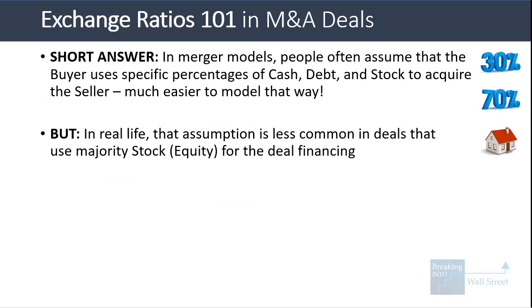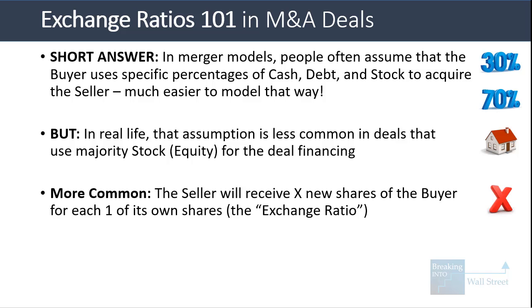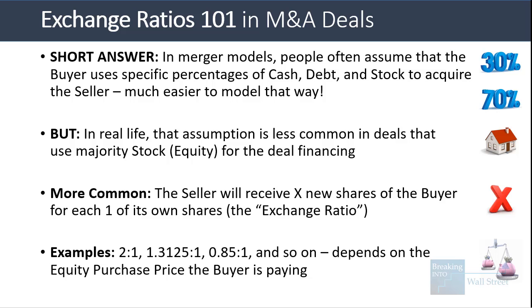The problem is that in real life, this assumption is less common in deals where a majority of stock or 100% of stock is used for the deal financing. The more common structure is to set up an exchange ratio and to say that the seller will receive X number of new shares of the buyer for each one of its own shares. Now, this exchange ratio could be anything. It could be 2-to-1. It could be 1.3125-to-1, like we saw in the press release. It could be 0.85-to-1. It just depends on the equity purchase price the buyer is paying for the seller.